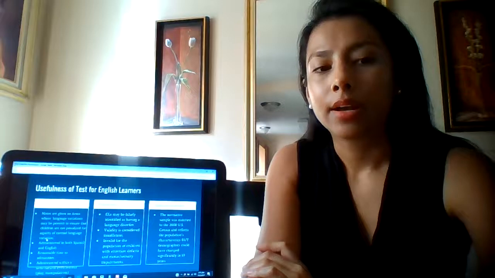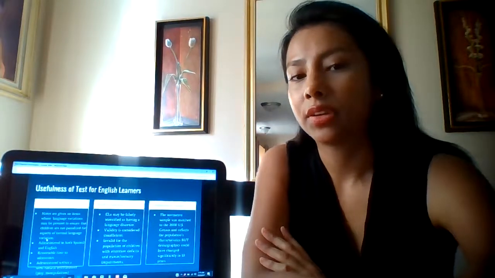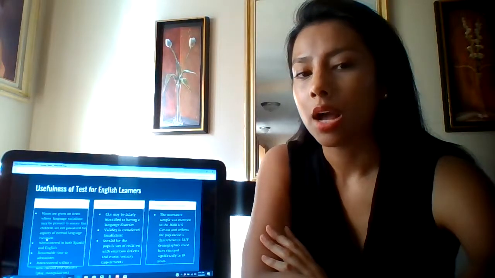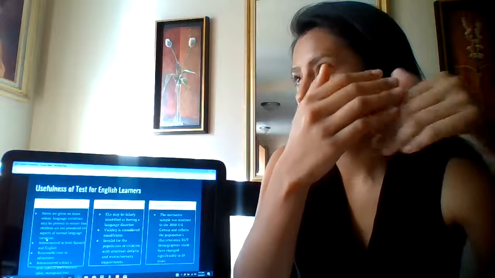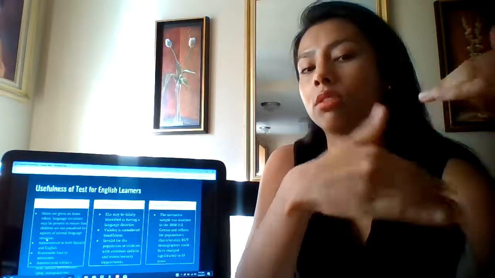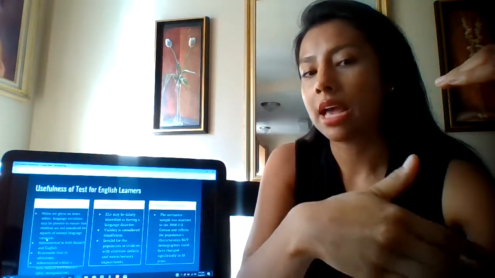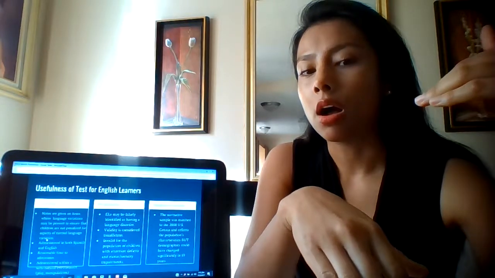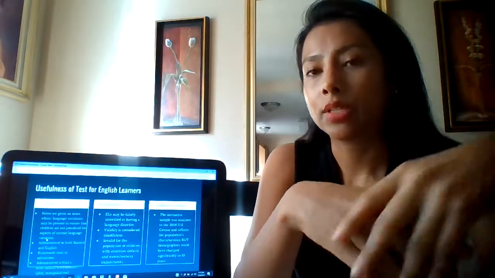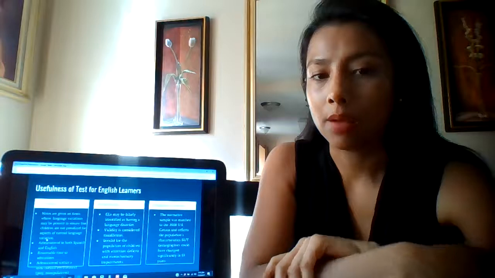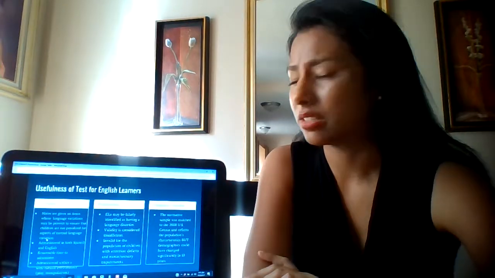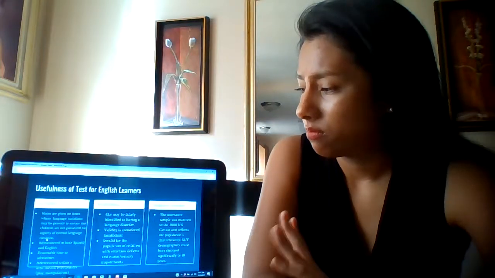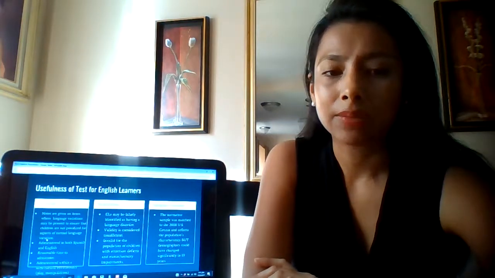Okay, so usefulness of the test for English learners. There are a couple strengths. So one of the first things that I noticed was that there's notes within the actual protocol on items that language variations may be existent in, so that the child isn't being penalized for aspects of normal language variation.